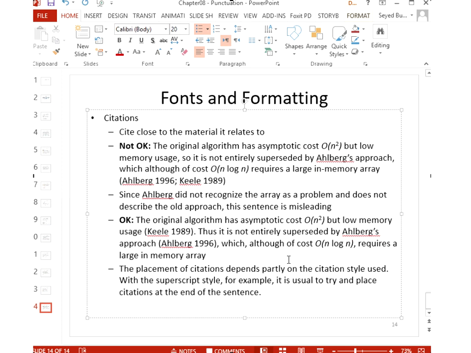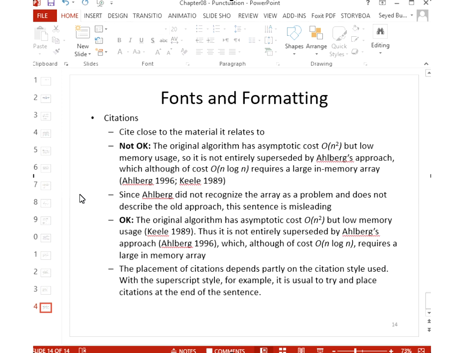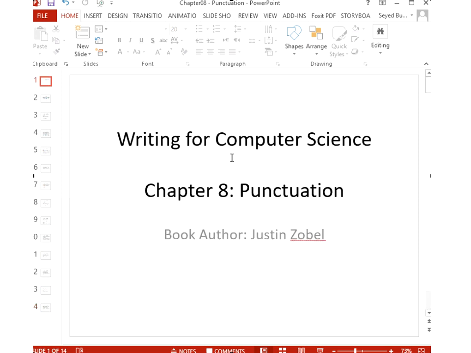So use appropriate citation based on the requirements of your journal or your conference, the style of citation, and place the citation as close as possible to the material itself. So this is a summary of these punctuations. Watch out when and where to use punctuation. Don't overdo punctuation, right? Punctuation can also mislead you. So use of colon, comma, full stop, semicolon, all of these have to be studied properly. Thank you.